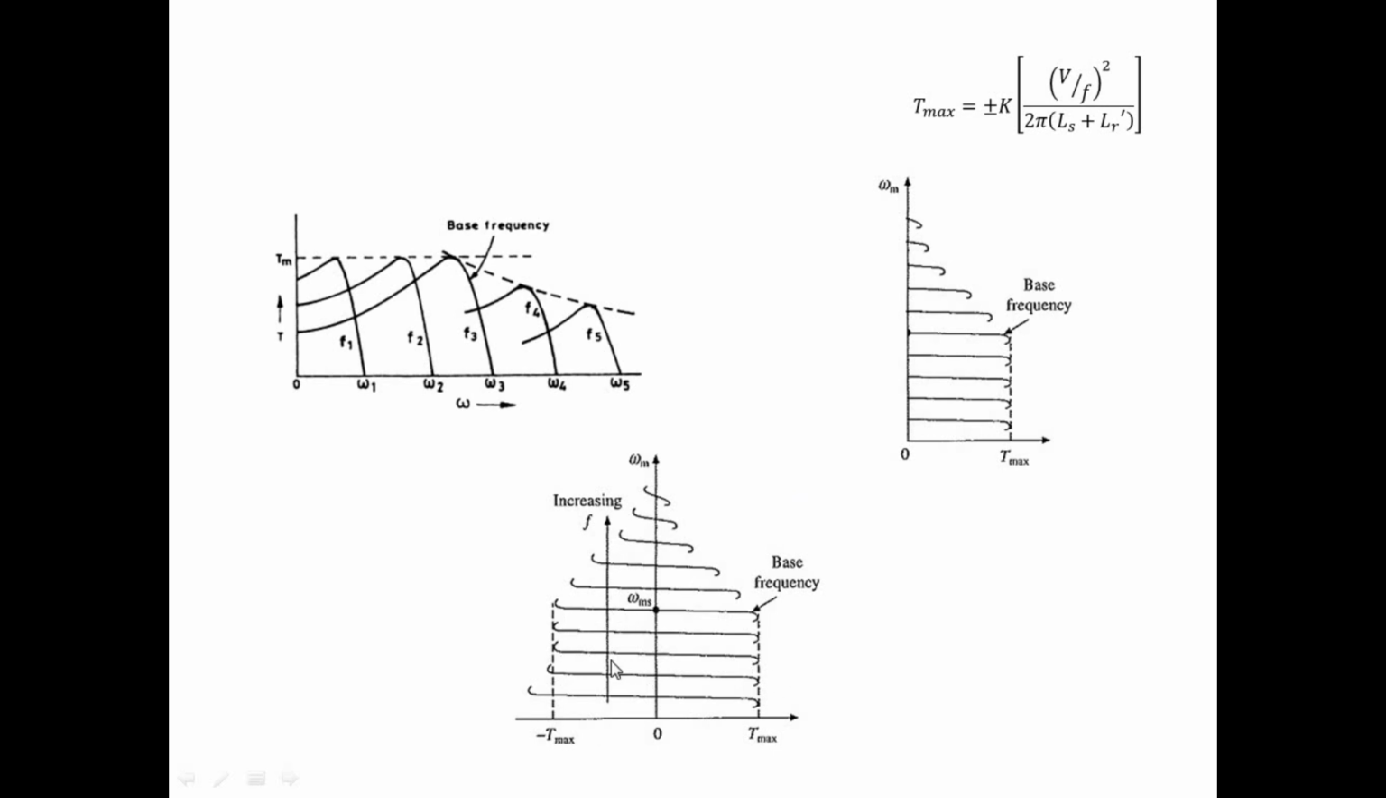V by F control is commonly used in many applications because we will get a constant T max in the range from 0 to rated speed. So with this we can conclude this session. Thank you.